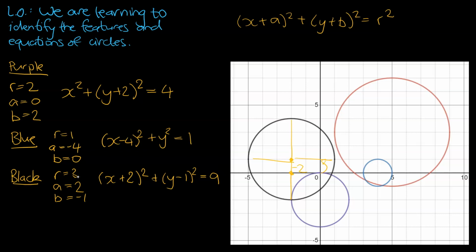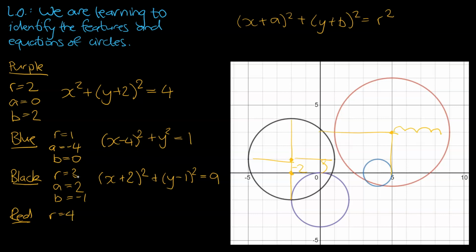And the last equation we're going to look at is the red one. So hopefully we get the hang of it. First step, let's find the center. I'm going to draw the center in. That looks to be at (5, 3). We can figure out the radius from here. It looks like it's 4 units in all directions, so our radius will be 4.